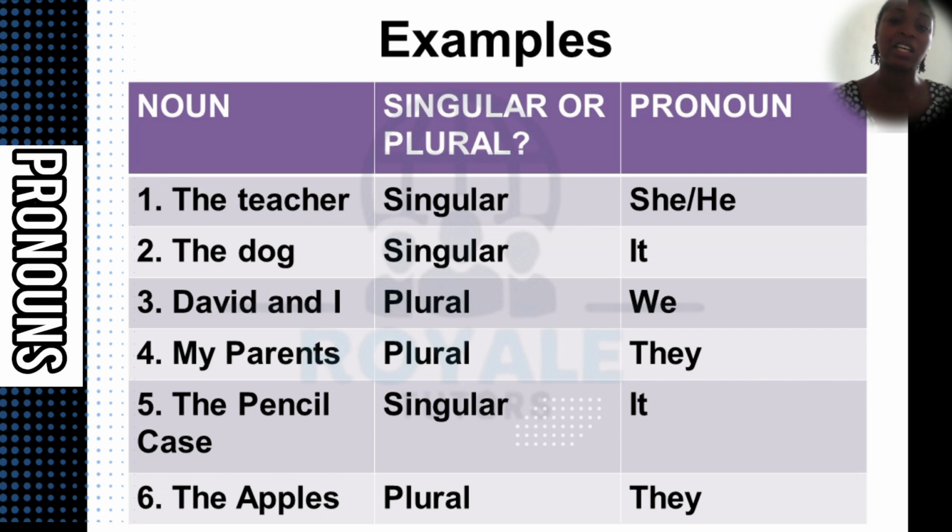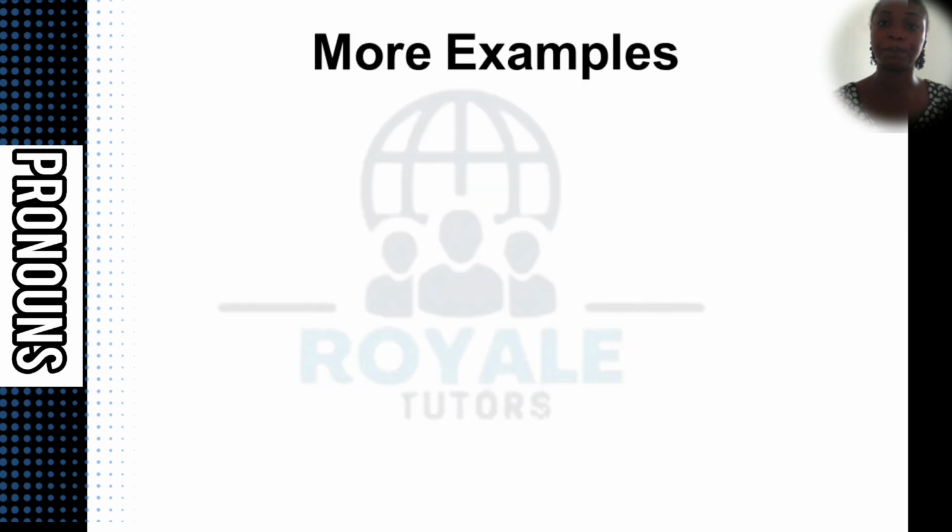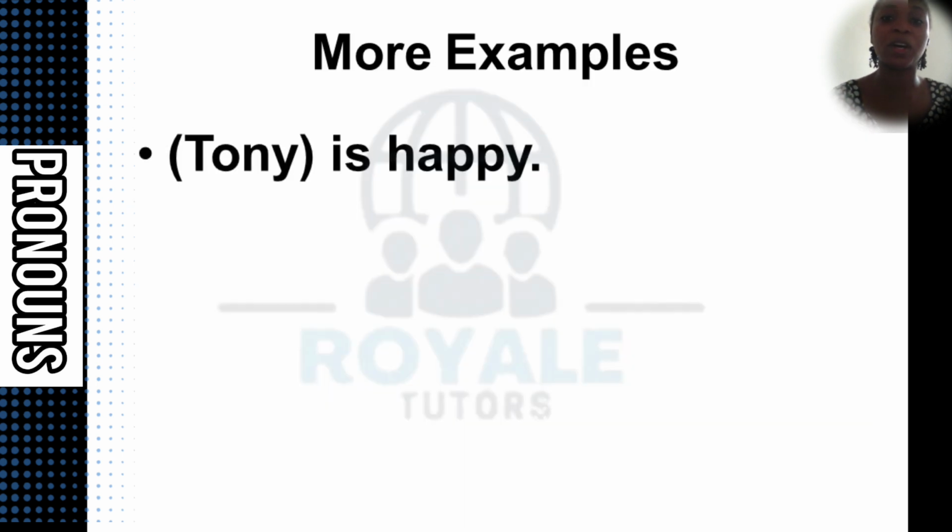So to recap what I just said, a singular pronoun is used to replace the name of one person, one animal, one place, or one thing, while plural pronouns are used to replace the name of two or more persons. Okay, so let's move on to the next one.